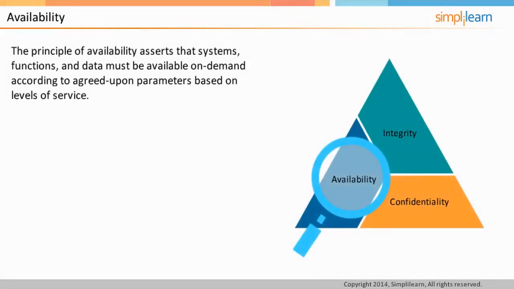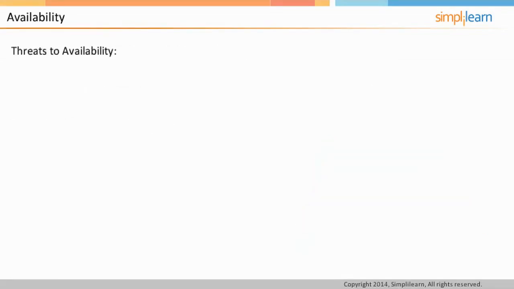The principle of availability asserts that systems, functions, and data must be available on demand according to agreed-upon parameters based on levels of service. In other words, systems should be available and in function. A good example for availability would be network load balancing. Availability is multifaceted and involves separate safeguards and mechanisms to ensure that systems and data are available when needed. These safeguards range from firewalls and antivirus software to resilient architectures for disaster recovery planning.